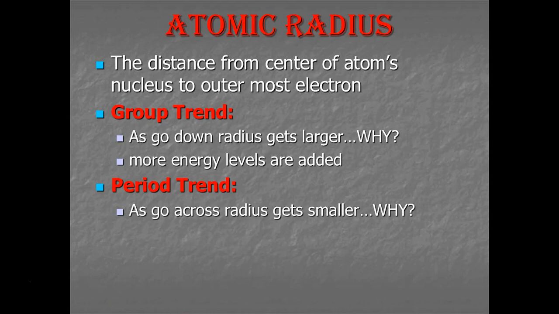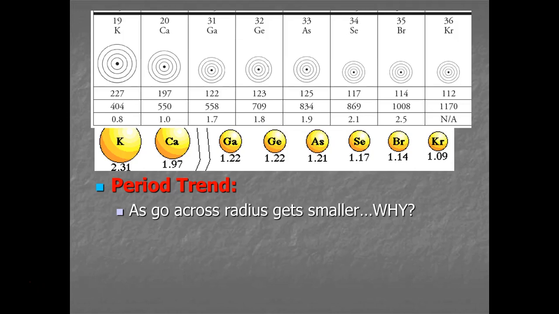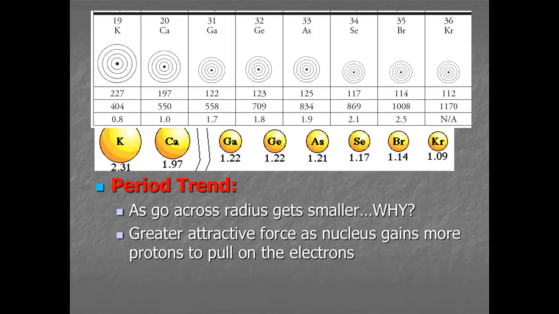The period trend is a little bit more confusing. What's happening here is as you're going across the periodic table, things are actually getting smaller. The reason is a little complicated, but it has to do with the charge that is being felt by the outer electrons from the nucleus. Without getting too in-depth, as you're getting toward the right side of the periodic table, those atoms have a greater charge that's experienced by the outer electrons.